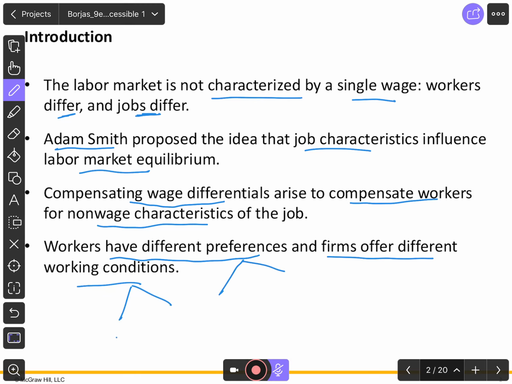Okay, so we're going to have two types here and two types here, and we're going to match the person who likes risk with the firm that offers high risk, and vice versa.